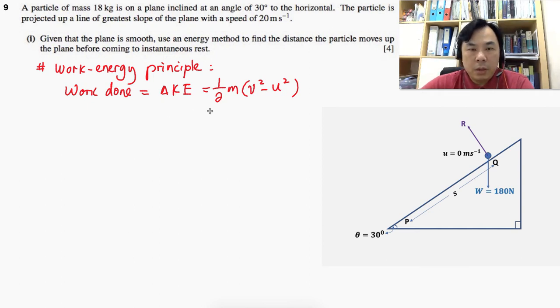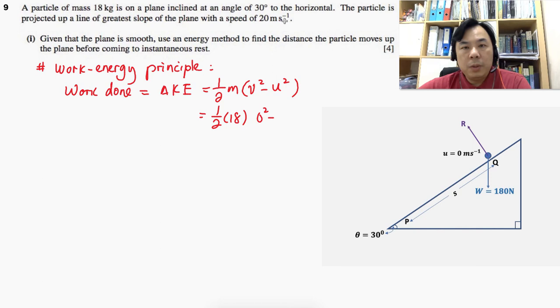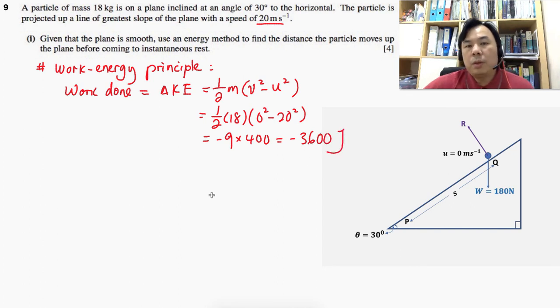So in our case, we have half times 18 here. The final speed is 0. The initial speed was 20, so it's 20 squared here. And then that would be negative, half times 18 times 400. So that would actually yield negative 3600 joule there. Right, so the change in kinetic energy is negative 3600 joule. Therefore, the work done. Okay, so we're going to look at the work done now.